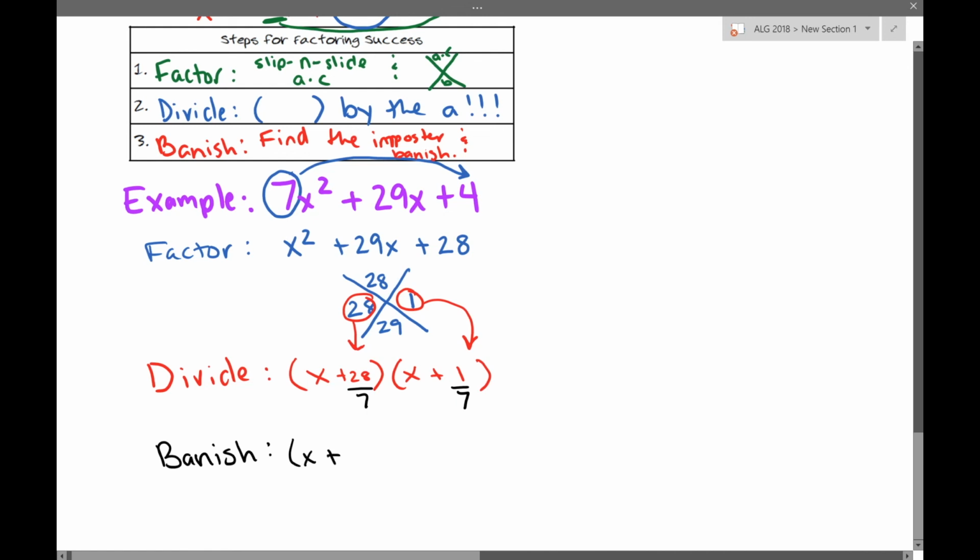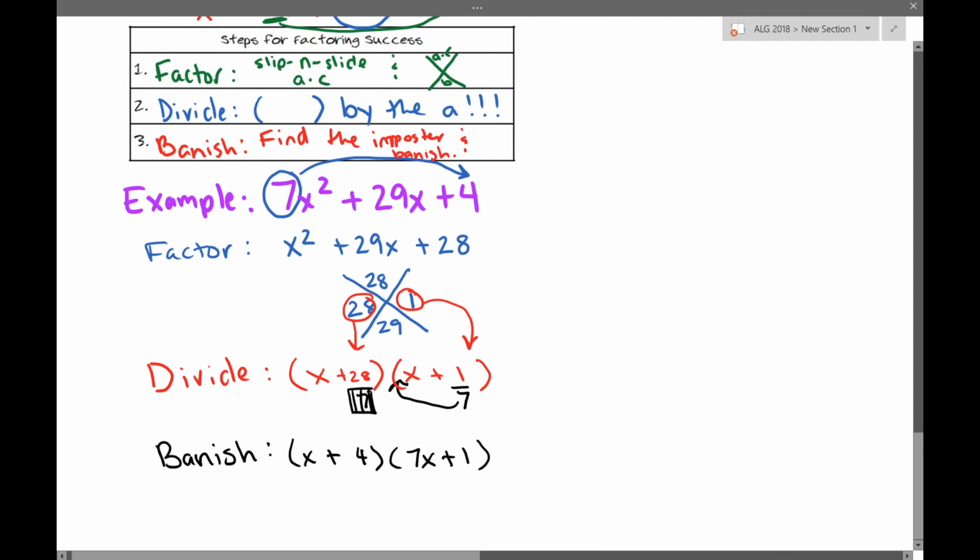x plus 28 divided by 7 is 4. So there was my imposter. It's gone now. The 7 is now gone because I've now reduced it to 4. Now what do I do with this one? 1 can't be divided by 7. So here's how this works. Since 1 cannot be divided by 7, bring it to the front. And now my new problem is 7x plus 1.